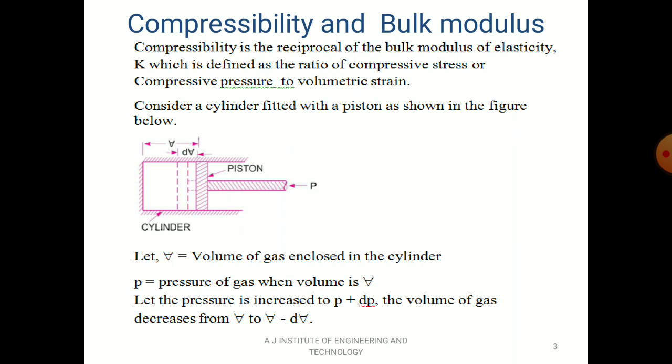So let the pressure be increased to P plus dP, and the volume of gas decreases from V to V minus dV. The initial pressure was P. Because of the movement of the piston inside, pressure increases to P plus dP, and because of the increase in pressure, volume decreases. The initial volume was V, the decrease in volume is dV, so the volume is V minus dV.